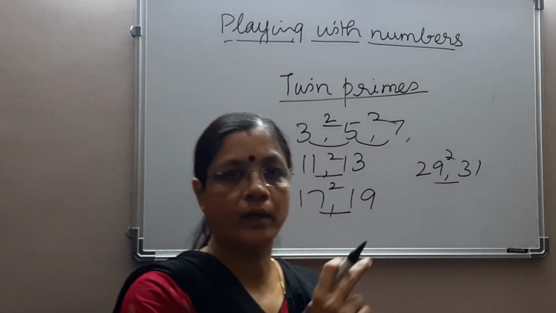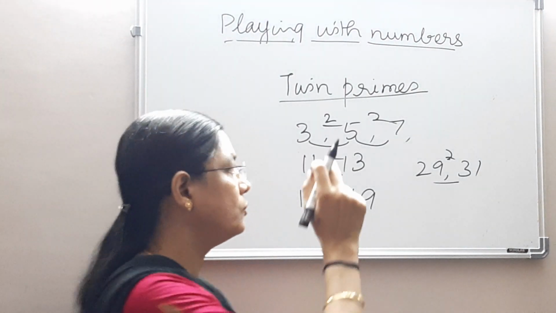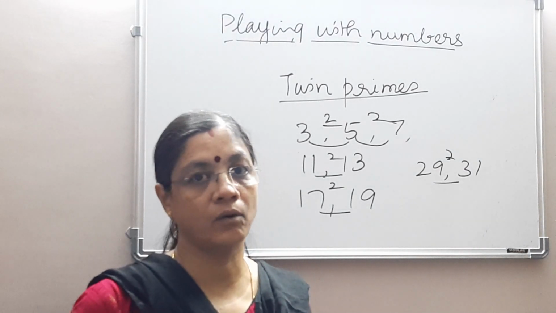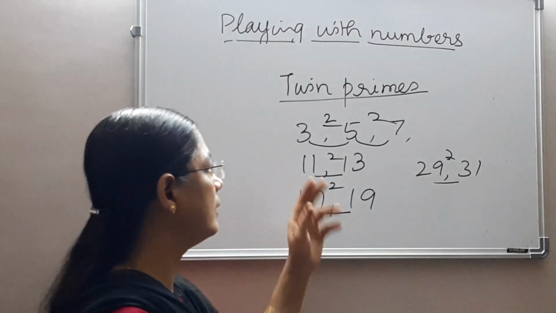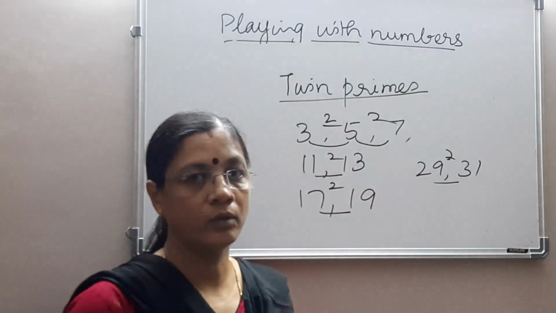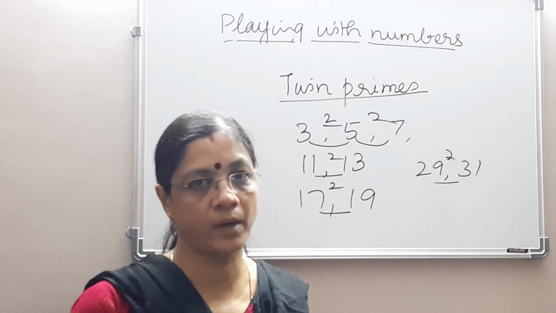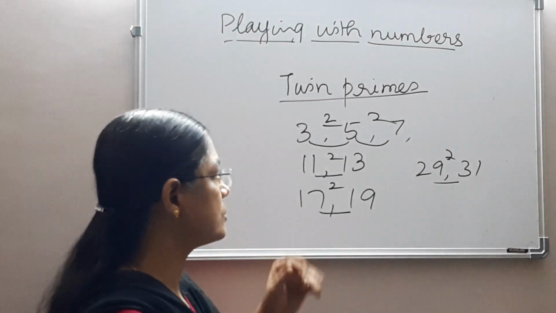So if you get it like this, then those prime numbers are called twin primes. They occur immediately, that is, only one composite number is in between. So they are called twin primes. So do you understand?